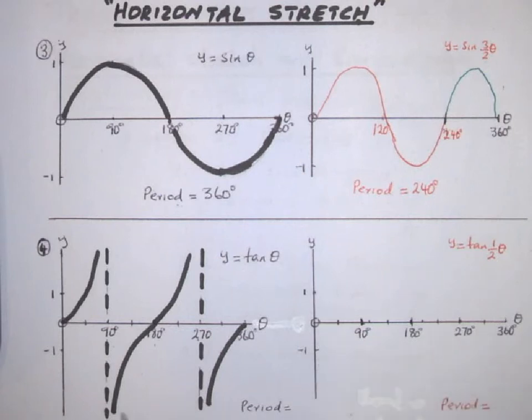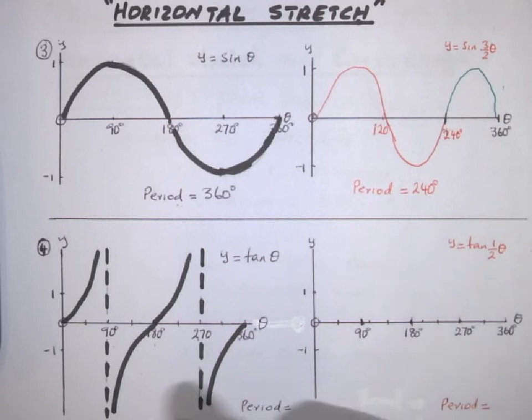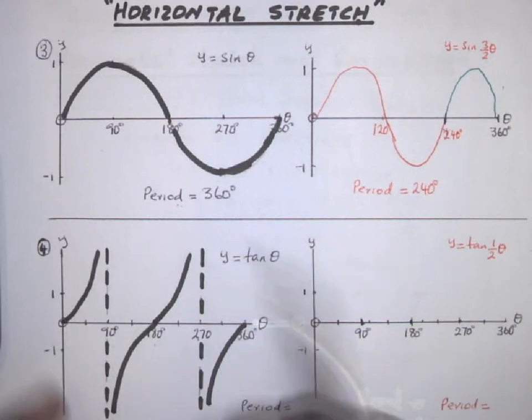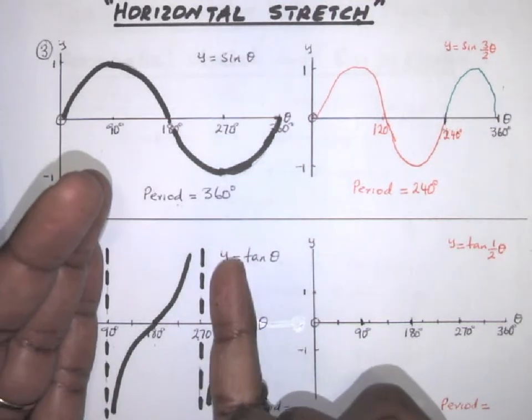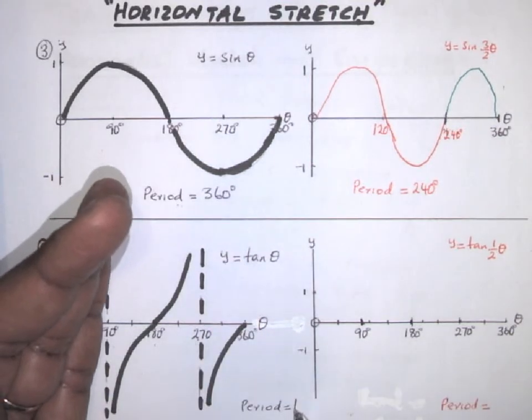We can also do the same thing with the tan graph, y equals tan theta. Remember that the period of the tan graph, the complete wave, is this piece. This piece is not complete, and this piece is not complete. The complete piece is this one here, from 90 to 270, which makes 180 degrees. So the period of the tan graph is 180 degrees.